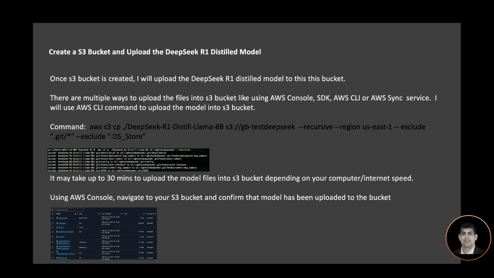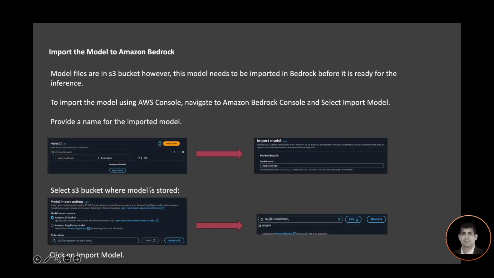Once you see the message that the model has been uploaded, you can go to the AWS console, navigate to your S3 bucket, and confirm that the model has been uploaded. You should see a whole bunch of files in your S3 bucket. Now the files are sitting in the S3 bucket, but the model files are still not available to the Amazon Bedrock service. So the next step is to import the model to Amazon Bedrock.